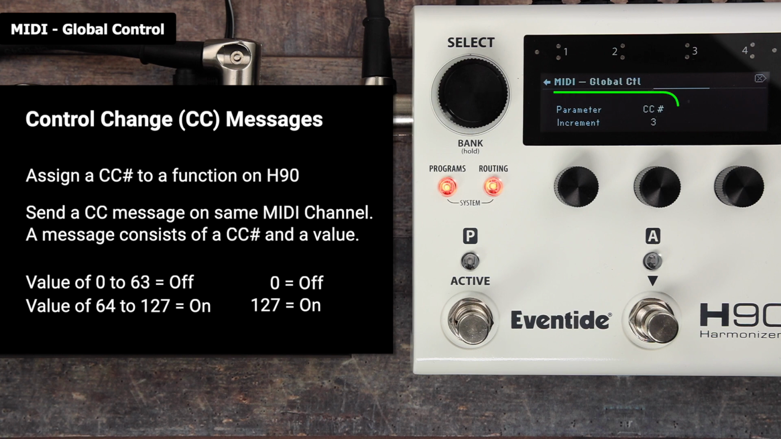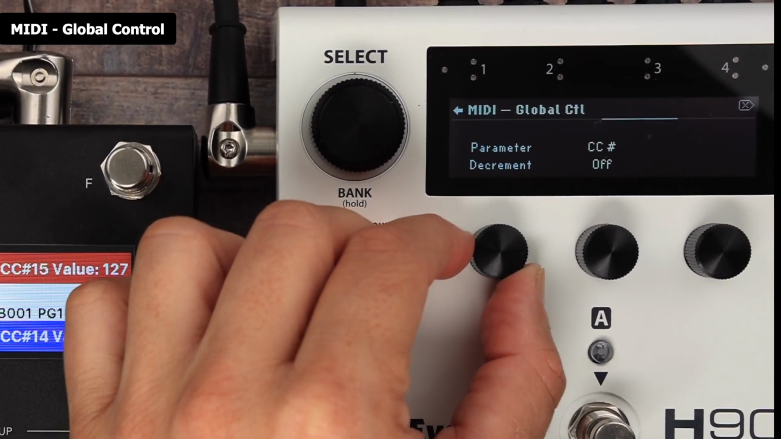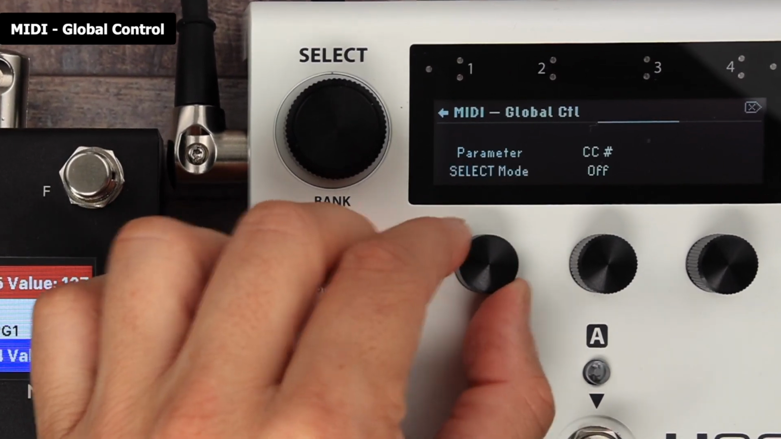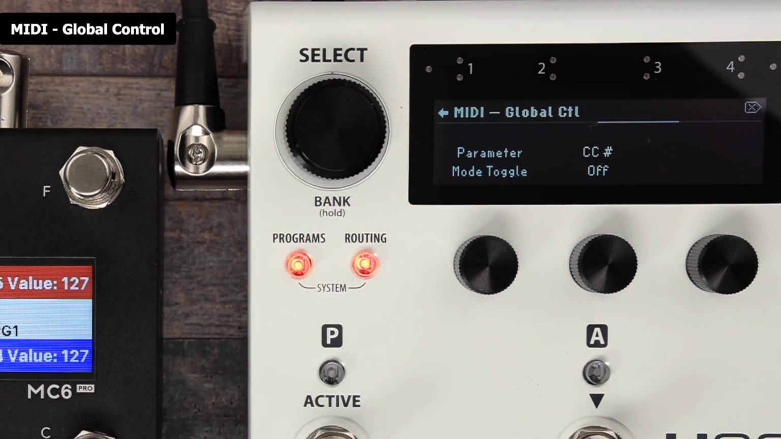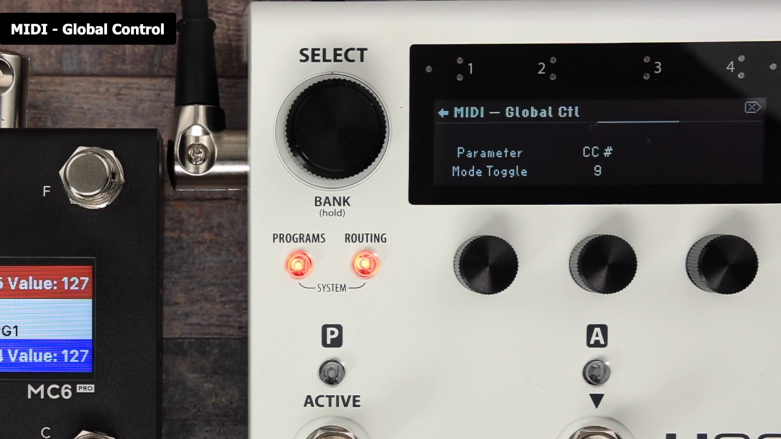Depending on the parameter we're assigning, it's necessary to understand how sending a value of 0 or 127 will be interpreted. When assigning controller change numbers to commands like increment program, decrement program, or mode toggle, sending a value of 127 will execute the command. 0 will not. It's that straightforward.